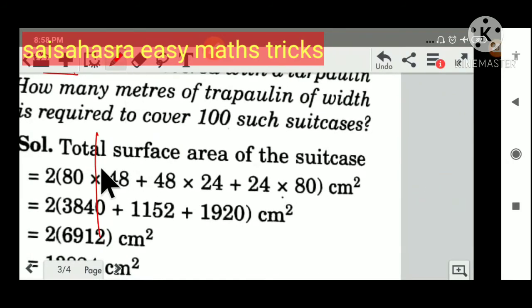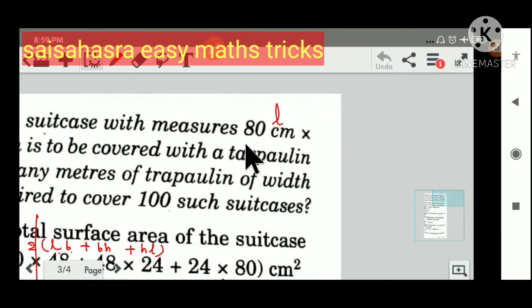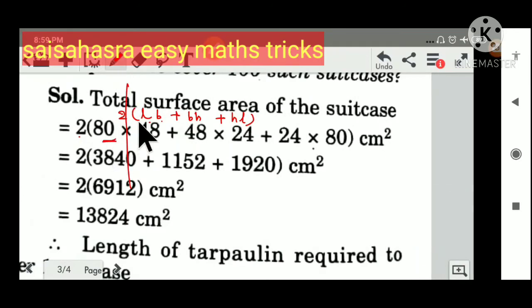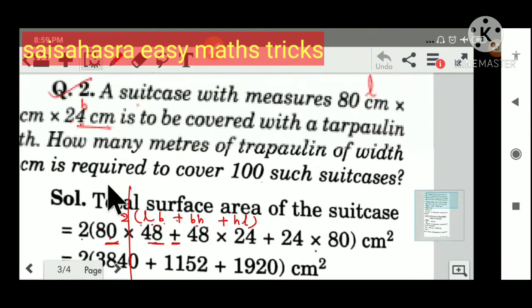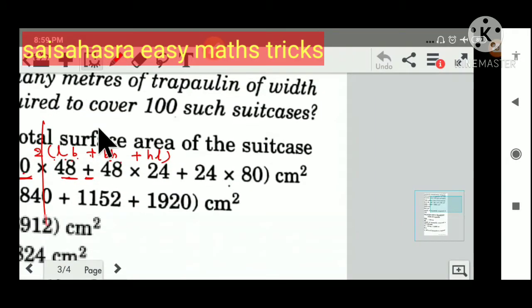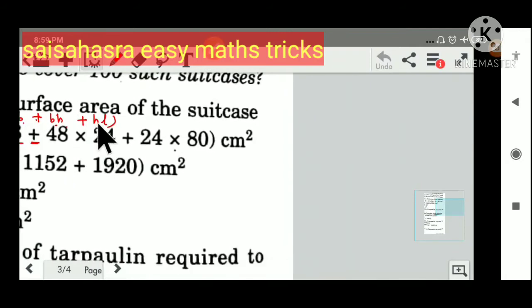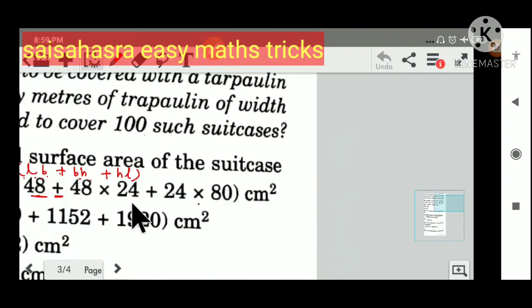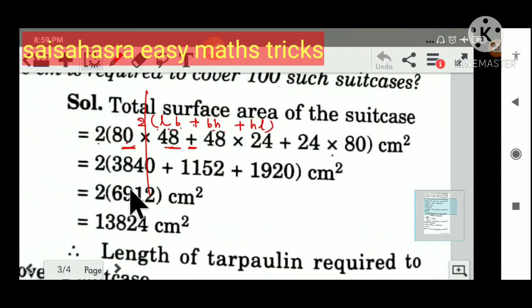The suitcase is in the form of a cuboid, so the formula is 2(LB + BH + HL). So 2 into L into B, length into breadth. Here the L value is 80 centimeter, the B value is 48 centimeter. So 80 into 48. Plus B into H, the B value 48, the H value 24, so 48 into 24. Plus H into L, H value 24 and L value 80, so 24 into 80.